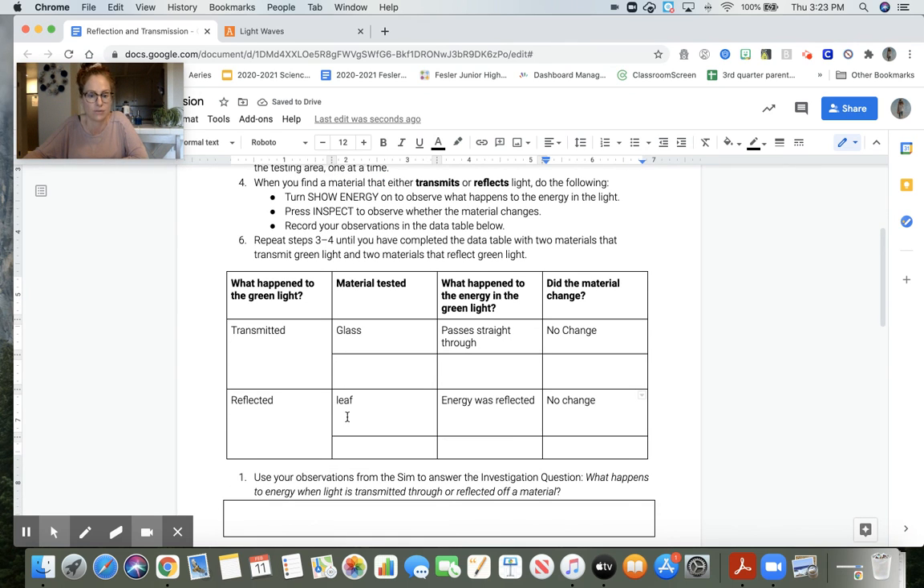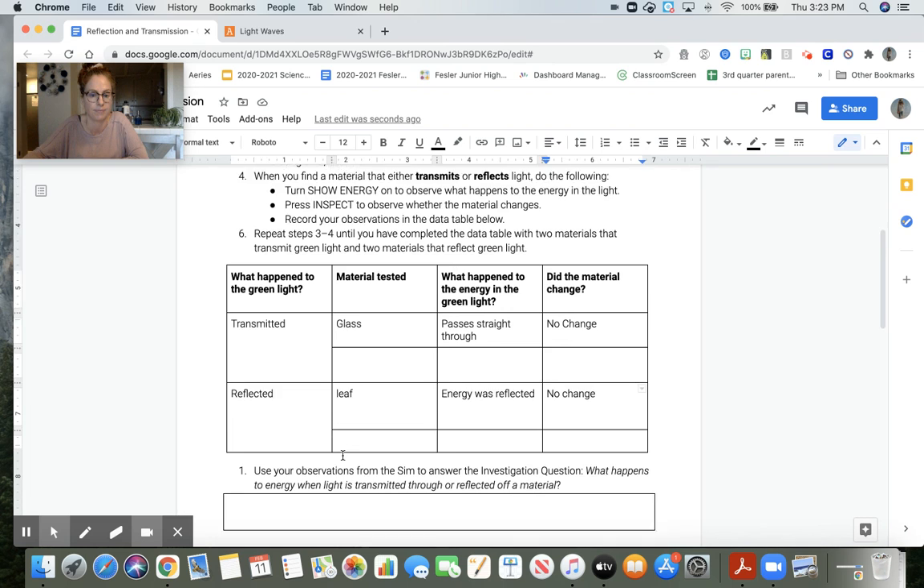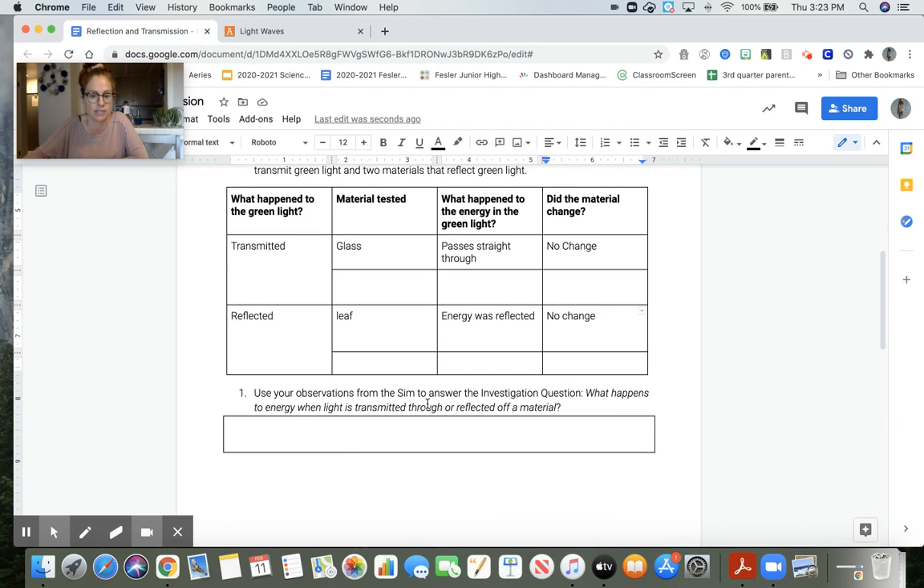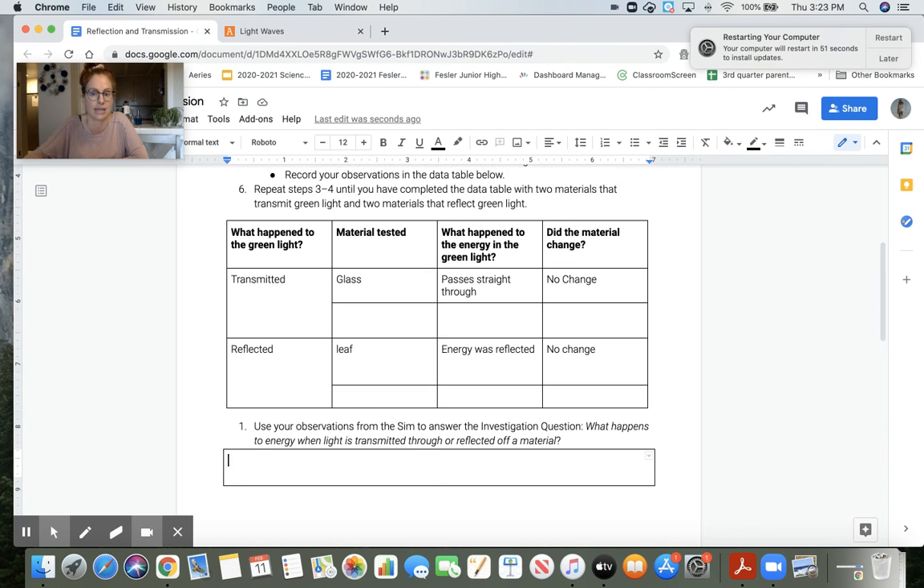Okay. And so you'll find another material that also reflects green light and put that here. So use your observation from the sim to answer the investigation question, what happens to the energy from light when it is transmitted or reflected off the material? So what happened to the energy from light, right? You're going to answer that question right there.